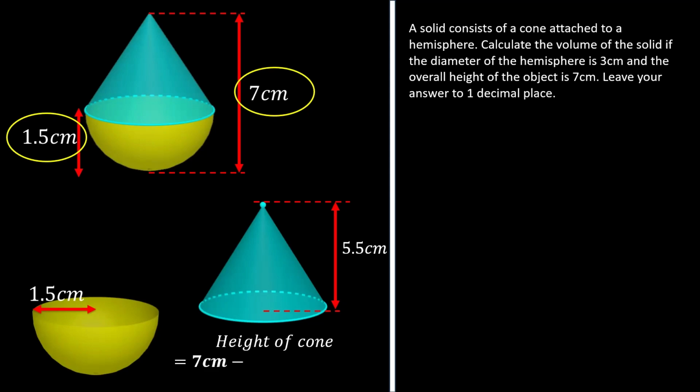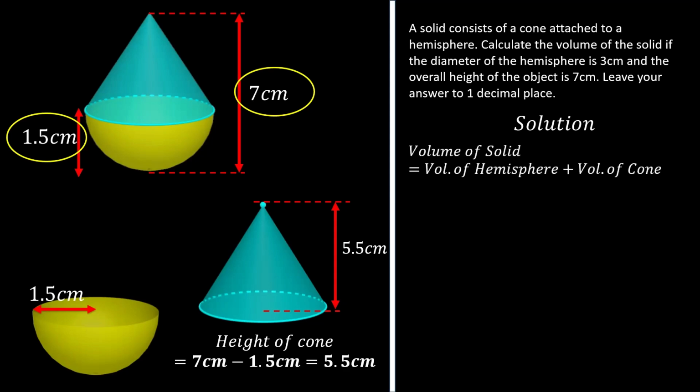Okay, we've now been able to sort out the height of the cone. So with this information, we can move on now to the solution to calculate the volume of this compound shape. So how do we get it? It's going to be the volume of the hemisphere plus the volume of the cone. So we said the volume of the solid equals the volume of hemisphere plus the volume of cone. And now the volume of this solid will give us the combination of the volume of hemisphere and cone. For hemisphere, the volume is 2/3 pi r cube. And for cone, the volume is 1/3 pi r squared h.